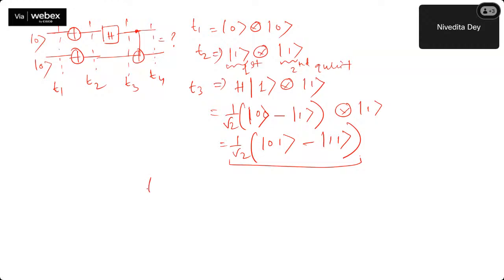Now, T4. So at T4, what will happen? This is always your first qubit as per the position. This is your second, this is your first, and this is your second.